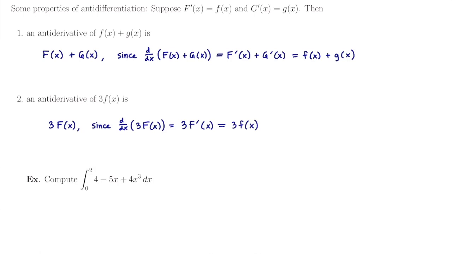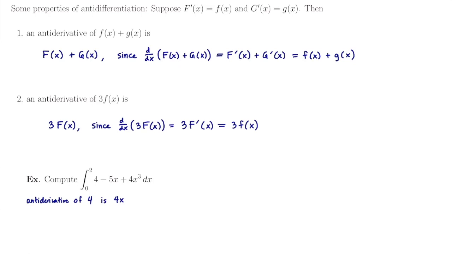With these two properties in mind, let's compute the integral from 0 to 2 of the polynomial 4 minus 5x plus 4x cubed with respect to x. Following the conclusion of number 1, we can just do this term by term. What's an antiderivative of 4? What would we differentiate to get 4? 4x. Again, there's no reason to tack a constant onto that.